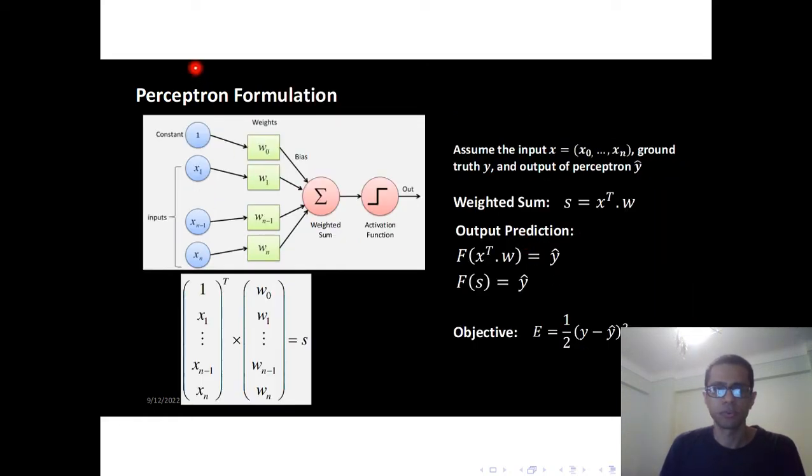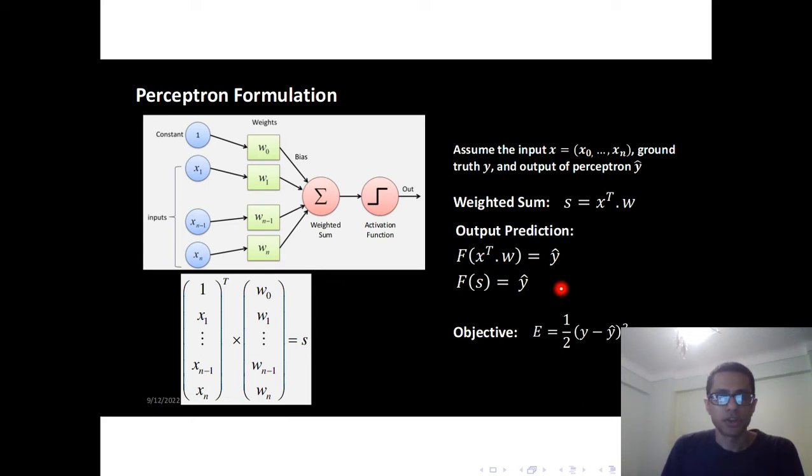Here we see the formulas of the perceptron. The input is represented as a vector x, where the first value x0 is the constant 1 corresponding to the bias unit, and the input values are from x1 to xn. Then we obtain the weighted sum by getting the dot product between the vector x and the vector w in this formula. The output predictions can be obtained by applying the activation function f to the weighted sum s to obtain the prediction vector y hat.